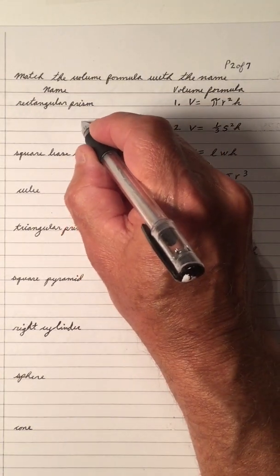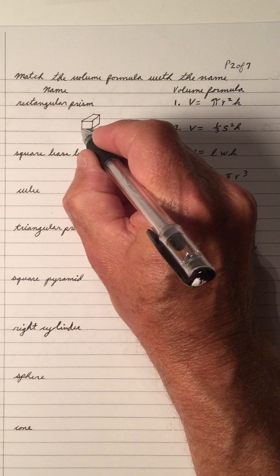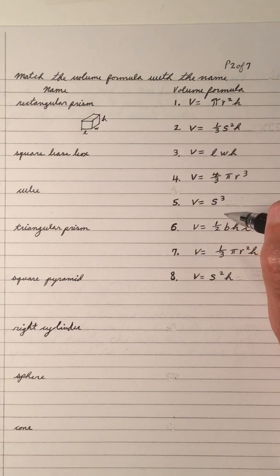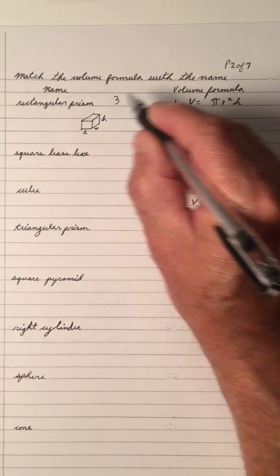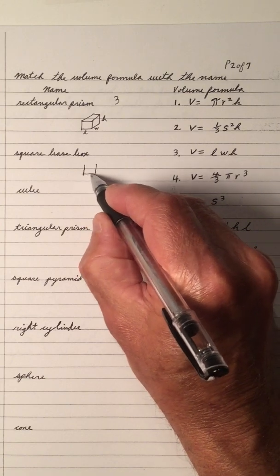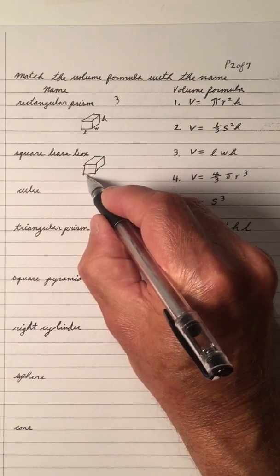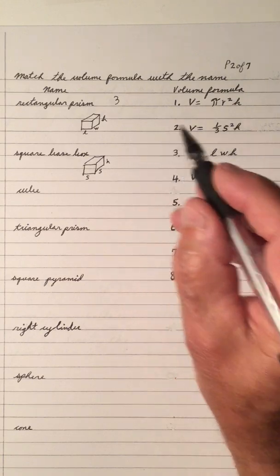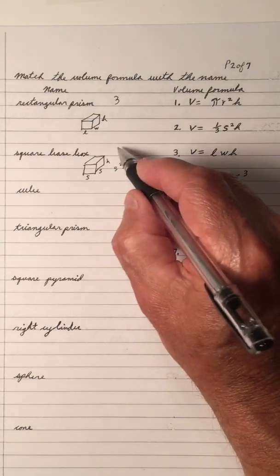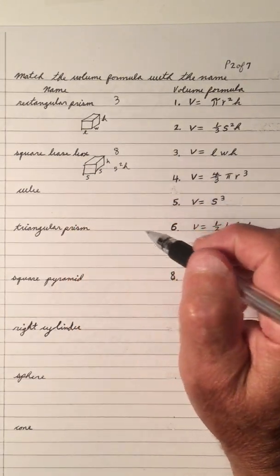A rectangular prism is a rectangular box which has a length, a width, and a height. So the formula for volume is length times width times height, and that's number 3. A square box is the same, but the bottom of the box is a square. So the bottom is length and width the same, and a height. So S squared h is number 8, the volume of a square box.